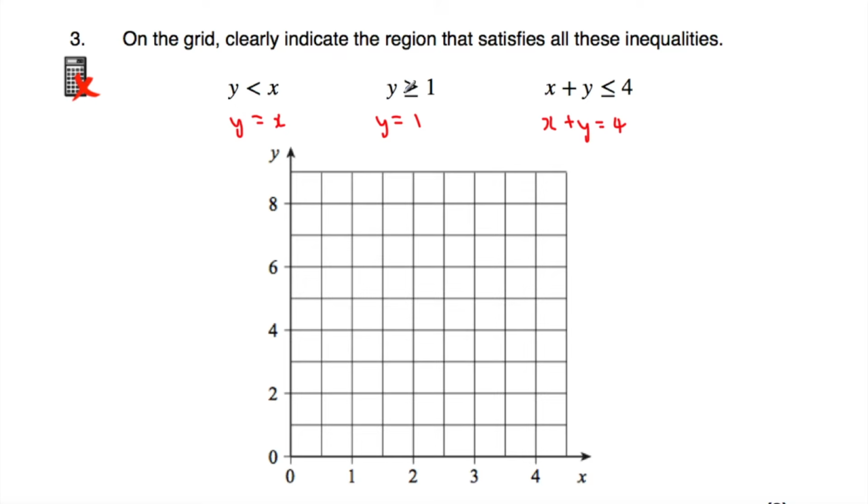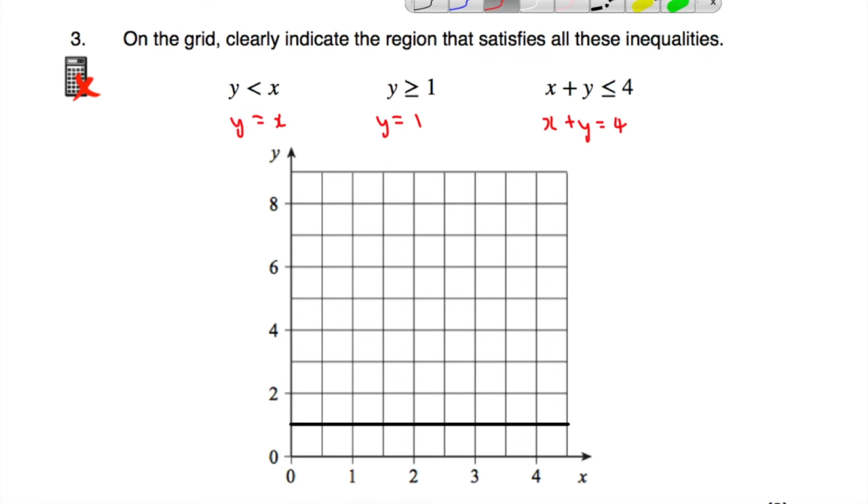Okay, I'm going to start off with y is bigger than or equal to 1. So I'm going to draw the line of y equals 1. It would look something like this. It'd be a horizontal line passing through 1 on the y-axis. And the reason it would look like that is all those points on that line have got a y-coordinate of 1. So (0, 1), (0.5, 1), (1, 1), (1.5, 1), (1.7, 1), (3, 1), and so on. All those points on that line have got a y-coordinate of 1.